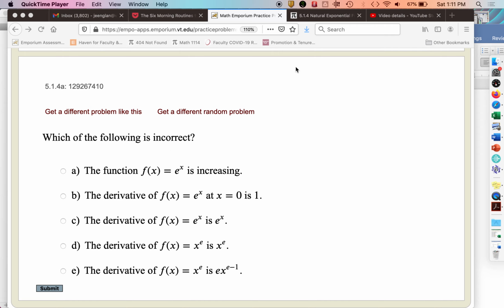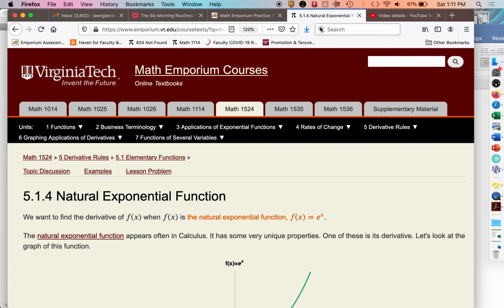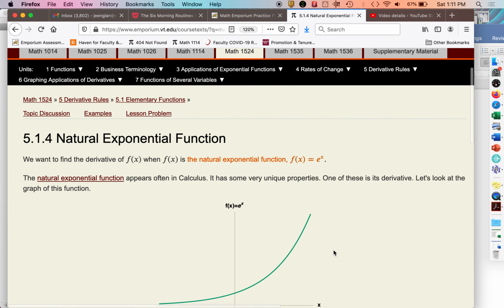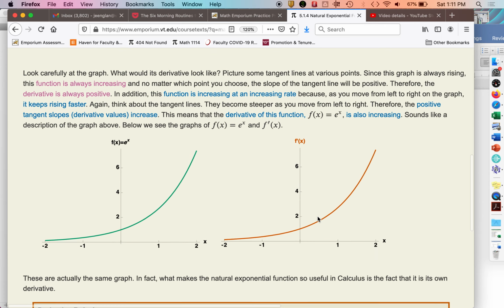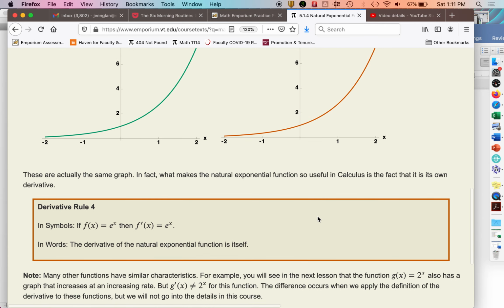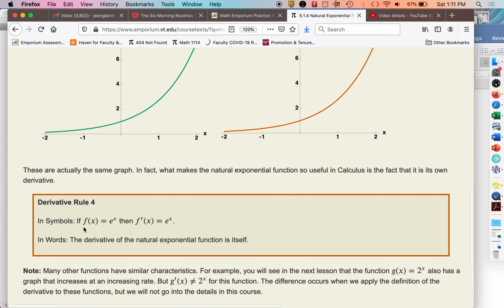5.1.4, that's where we see the derivative of the natural exponential function e to the x. And it reminds us what e to the x looks like. As you see, e to the x is increasing. All right, and then down here in derivative rule 4, it says if f of x equals e to the x, then f prime of x is e to the x. So it is its own derivative.